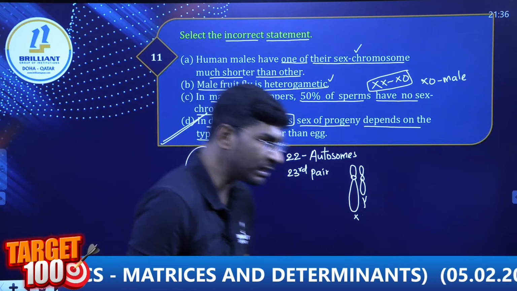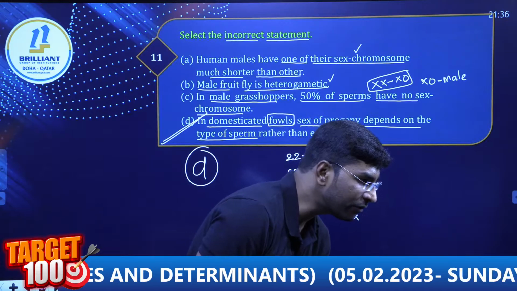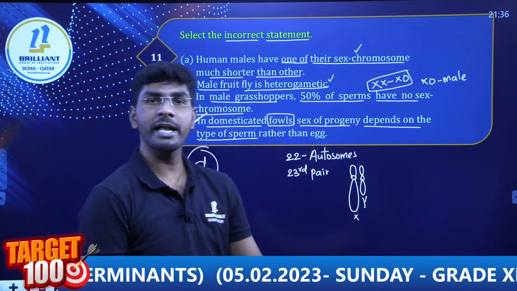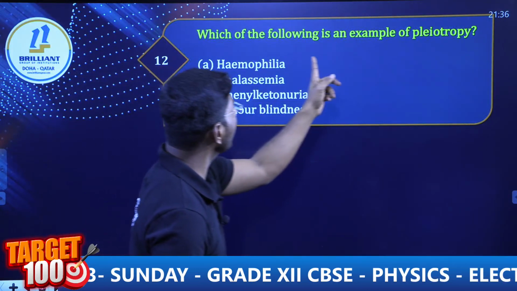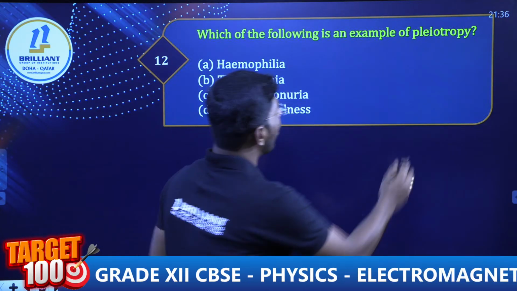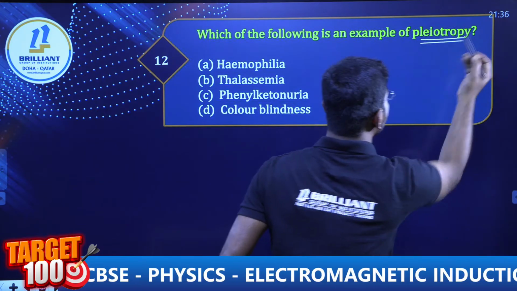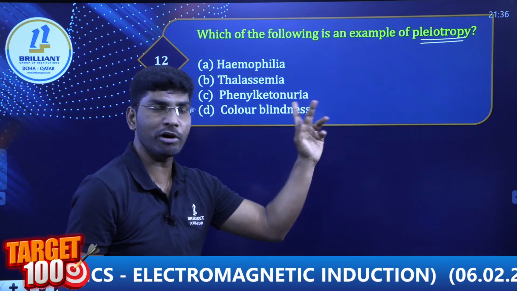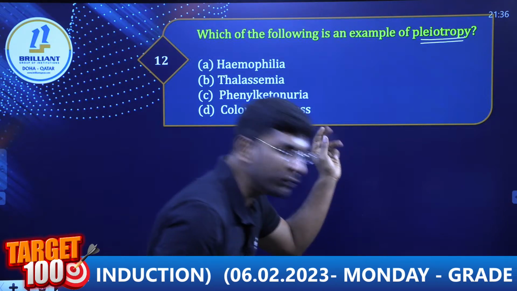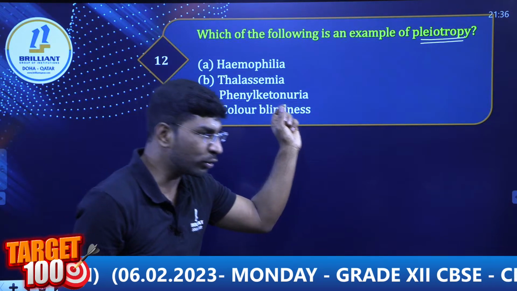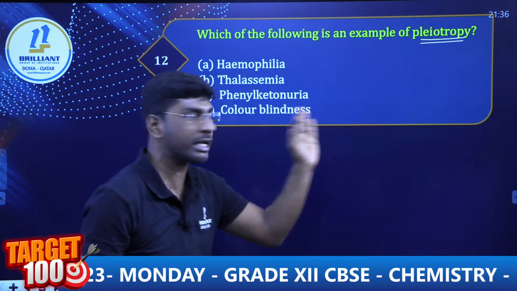How many of you gave the correct answer to this? Very good, Sana. Good, very good. Next question, question number 12. Which of the following is an example of pleiotropy? Can you guess this one? Any one of you? Absolutely correct. Very good, Dharani. What's the right answer here?